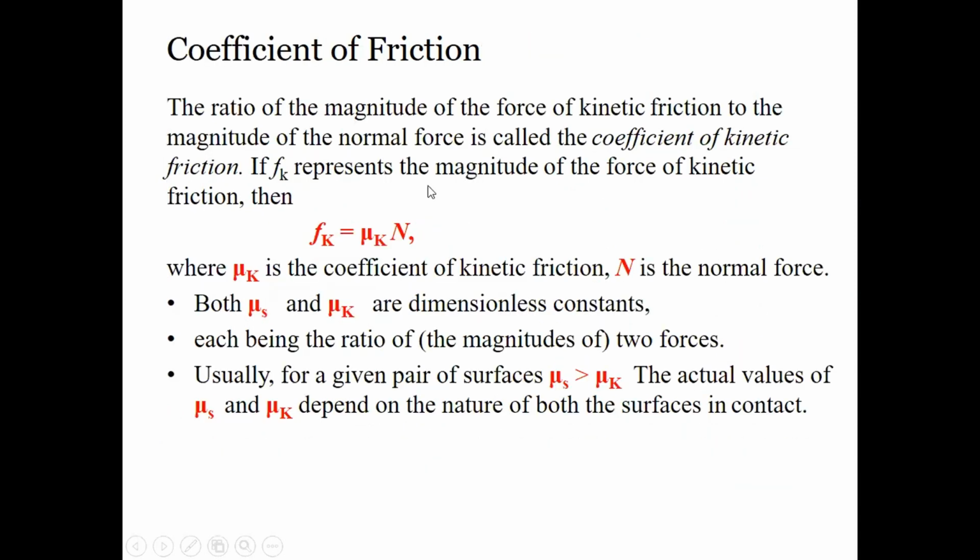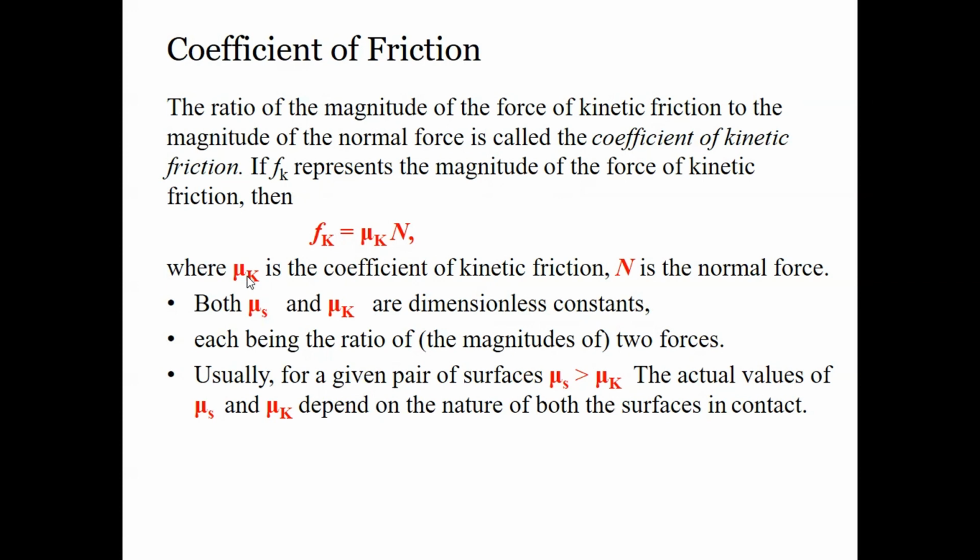The coefficient of friction for kinetic friction is basically defined with the help of the ratio of the magnitude of the force of kinetic friction to the magnitude of the normal force, and it is the coefficient of kinetic friction given by mu k. If the force is represented by Fk, and the normal force is represented by N, then Fk, the kinetic friction, is equal to mu k times N.